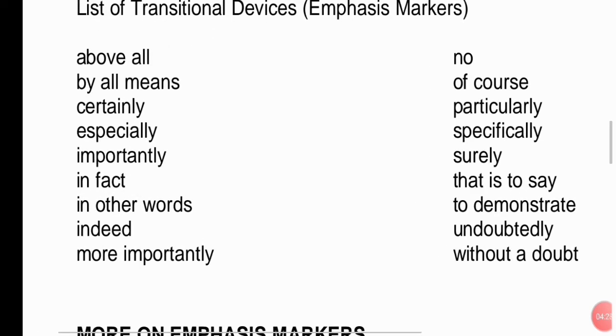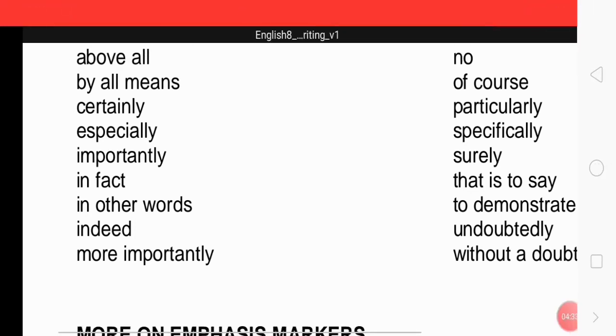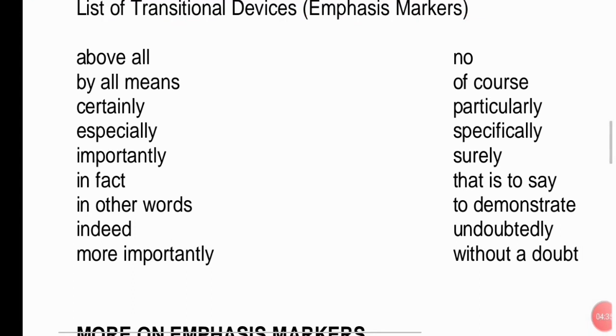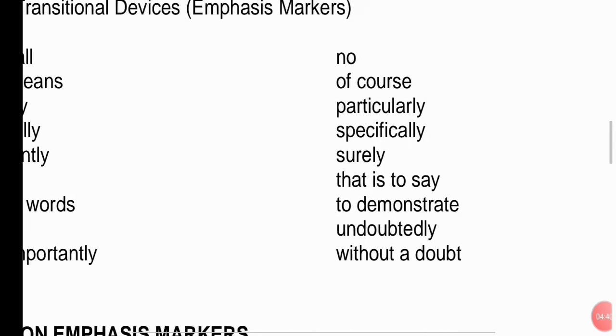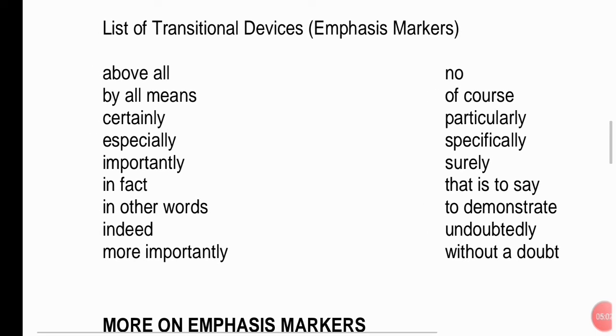So we have above all, by all means, certainly, especially, importantly, in fact, in other words, indeed, more importantly, of course, particularly, specifically, surely, that is to say, to demonstrate, undoubtedly, without a doubt. So what can you notice, class, in our emphasis markers? What do you notice?